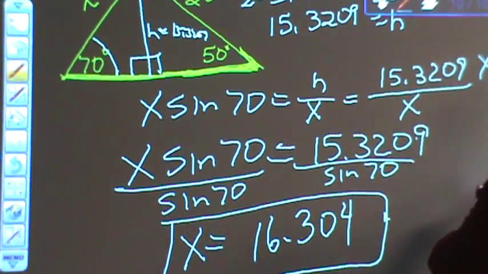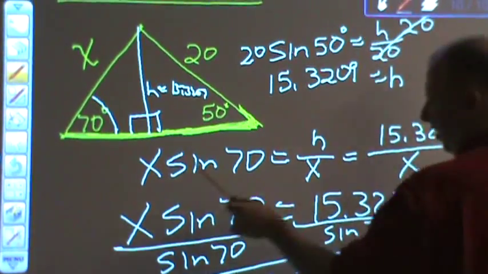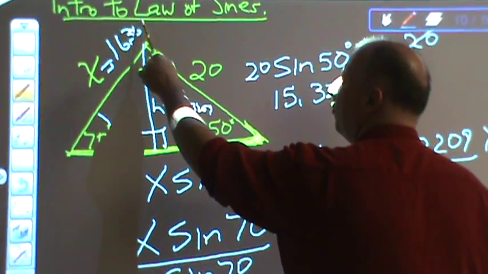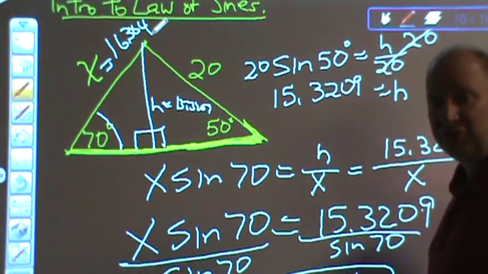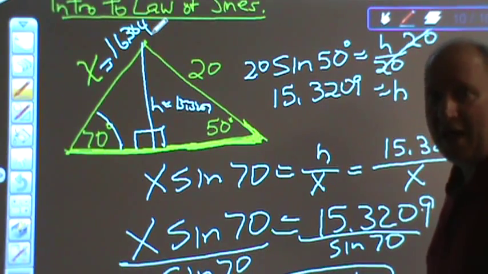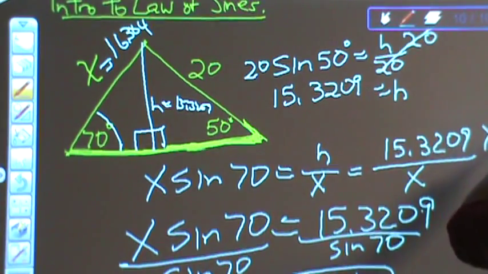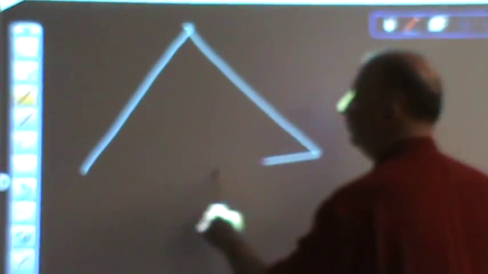Okay, let's go back up to our picture. And we know this is 16.304. We're finished. But wait. Now, maybe there's a formula to make this even easier. So let's look at the general case. Okay, let's draw the triangle again.